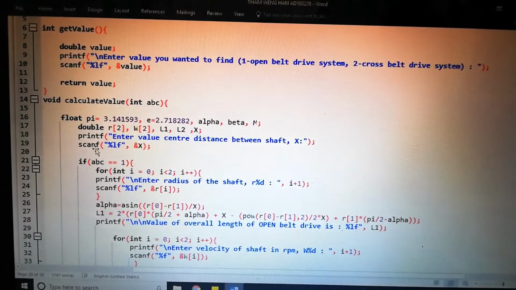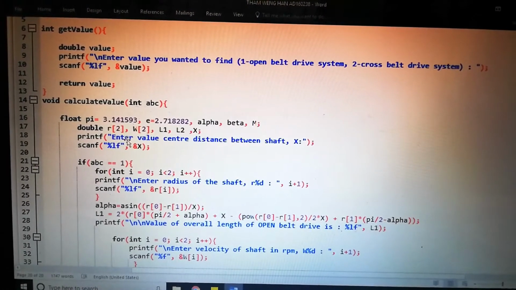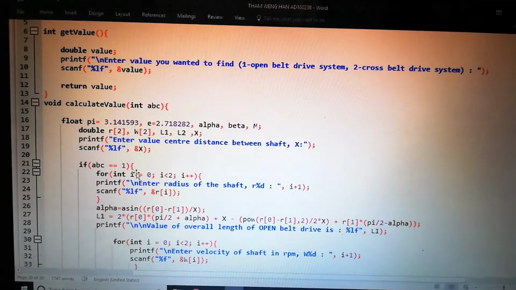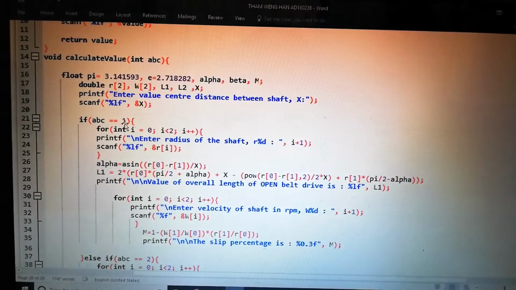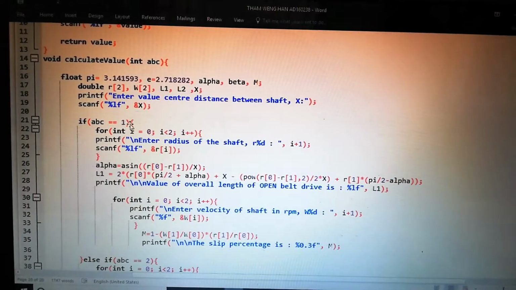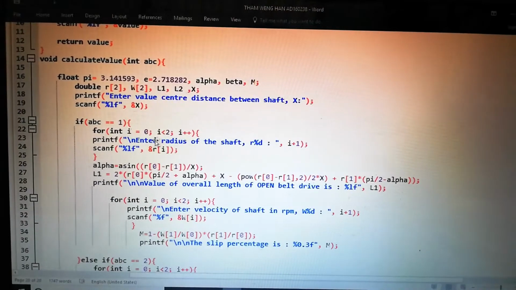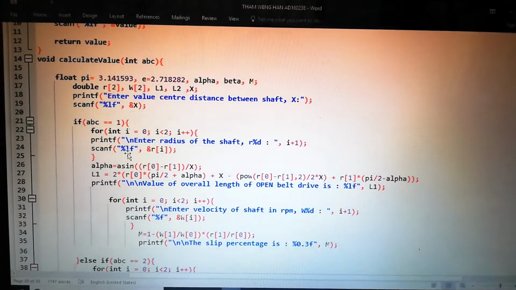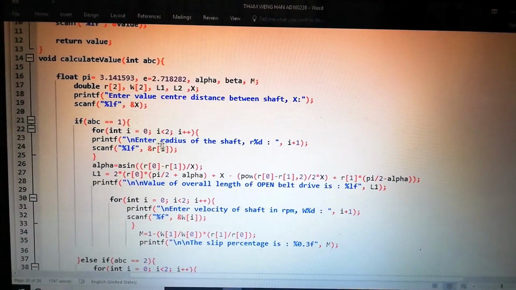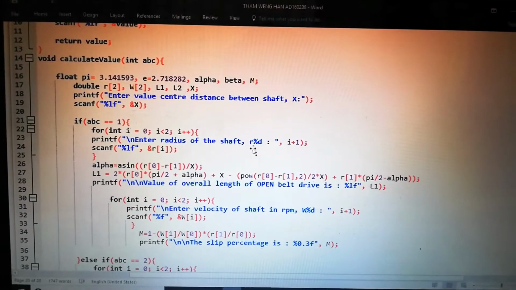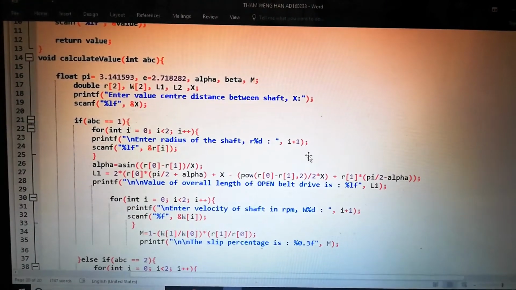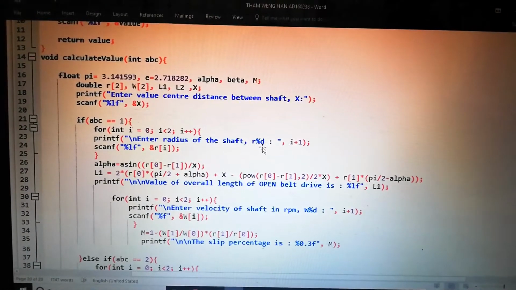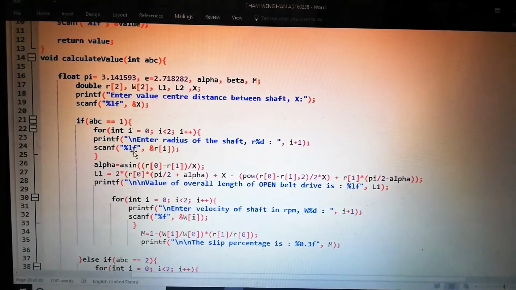So next we will scan for the value we have entered by using the float and the decimal value of X. So this is our first function, which is ABC equal to 1, which is for the open belt drive system. This is our first loop for i equal to 0, i less than 2, and i plus plus. Before that, we will print a message: enter the radius of the shaft. For this, i plus 1 is for the integer after the R, which means R1 and R2. So we also scan the float value.